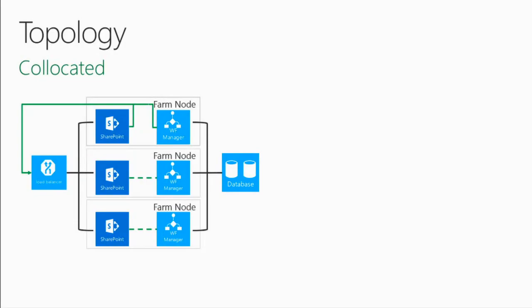So now when I talk about topology, there are two different ways to configure that. As you can see here, I have an example that has 3 different machines. So you can think about it this way: I can put Workflow Manager on all these machines, right? And then there's a load balancer that's going to go from one to another if needed.